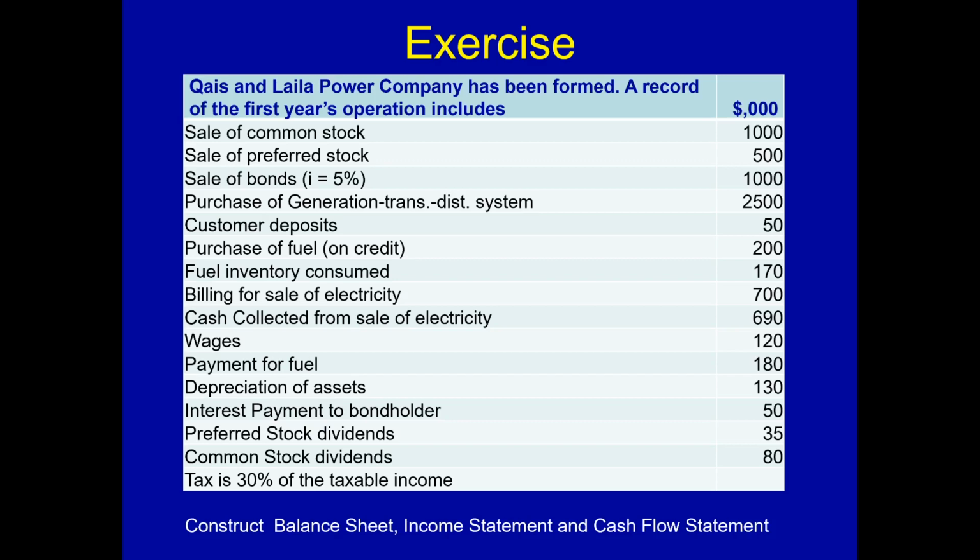This has happened, and now we are asked to construct the balance sheet, income statement, and cash flow statement. So what I will do is take this to OneNote, and we will make a working sheet to make the balance sheet, and from there we can make the consolidated balance sheet, consolidated income statement, and the cash flow statement. So let's move to OneNote.